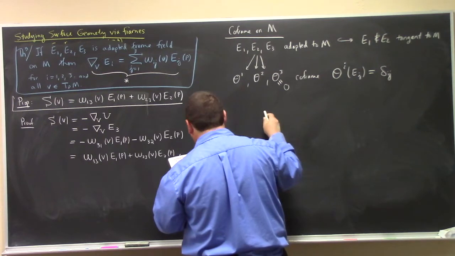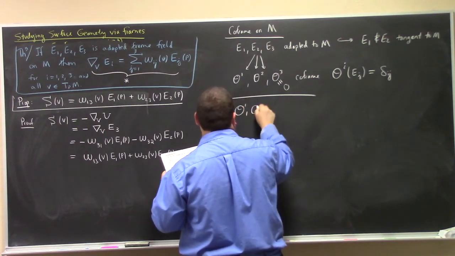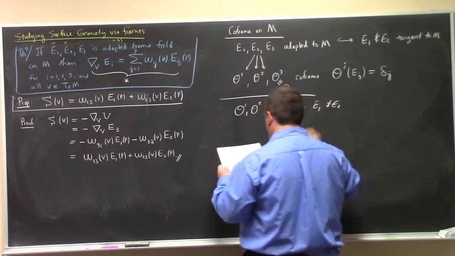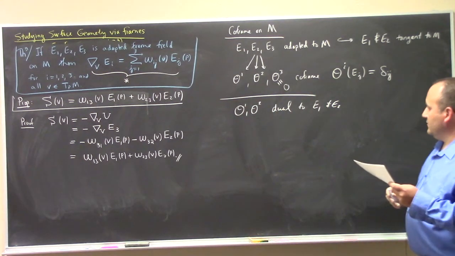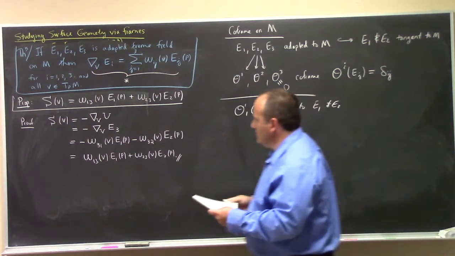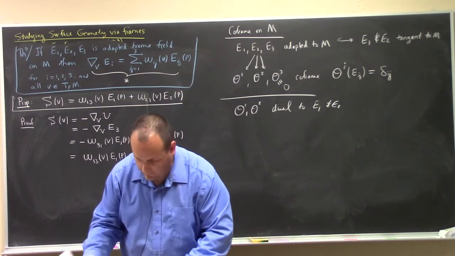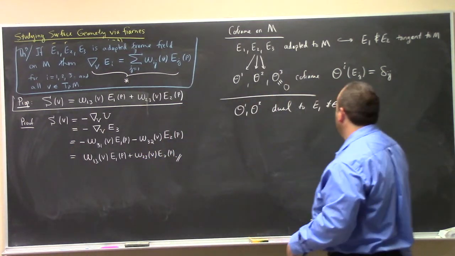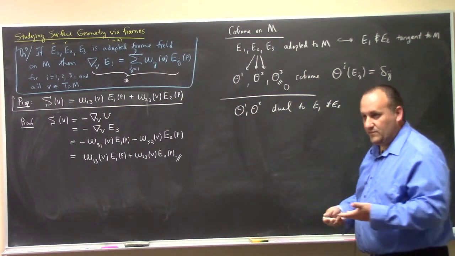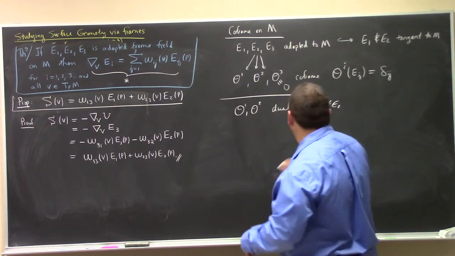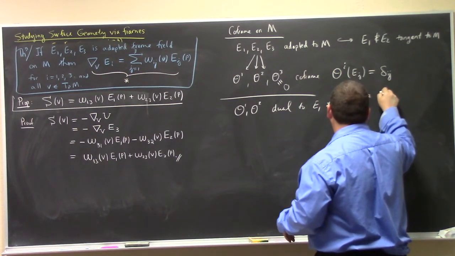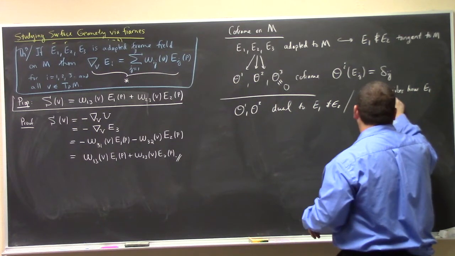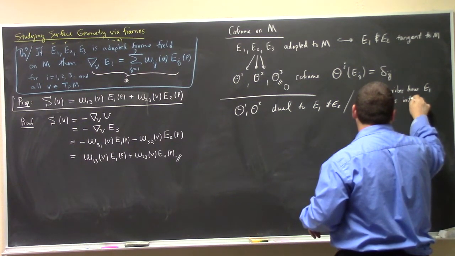Okay, so in short, just to give you a synopsis here, we have theta 1, theta 2, dual to E1 and E2. This comment right here is forward looking. We haven't proved what I'm about to say here. This is what we're going to learn in the next page or two, which is that omega 1-2 describes how E1 rotates into E2 and vice versa.